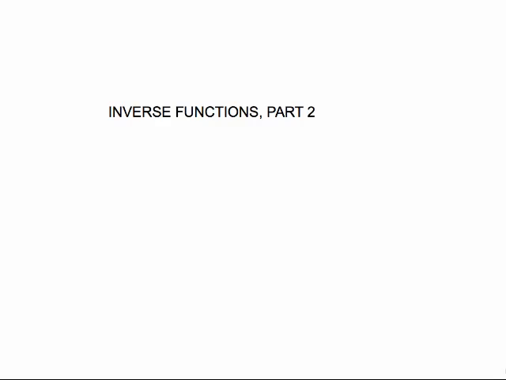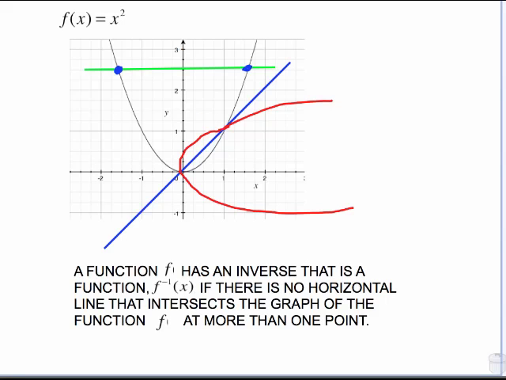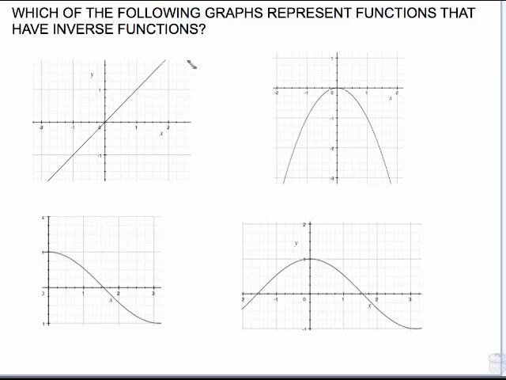This is part 2 of inverse functions. What I'm going to do on this next screen is take a look at original graphs and see what happens on the horizontal line test. If I draw any horizontal line, how many times does that horizontal line cross our graph? Just once. For each horizontal line, it just touches once. That means this does have an inverse function.